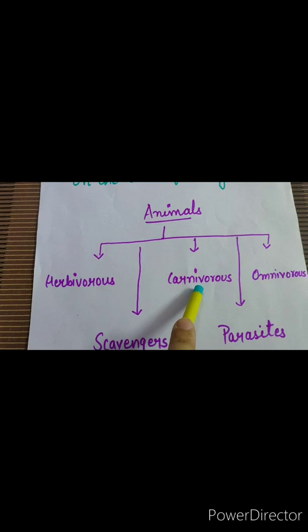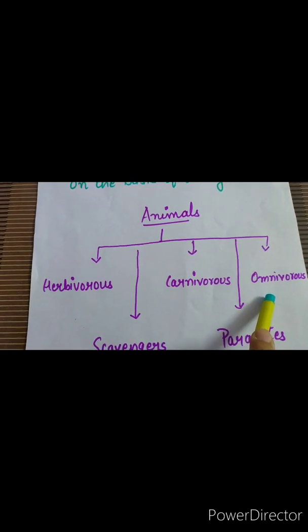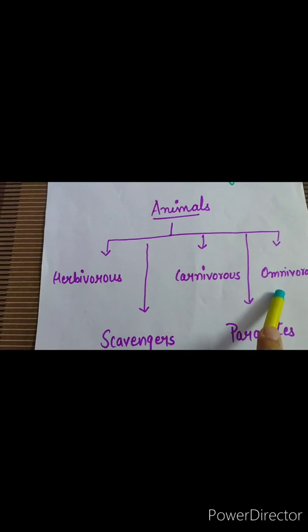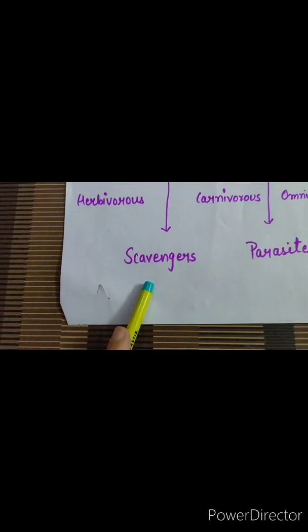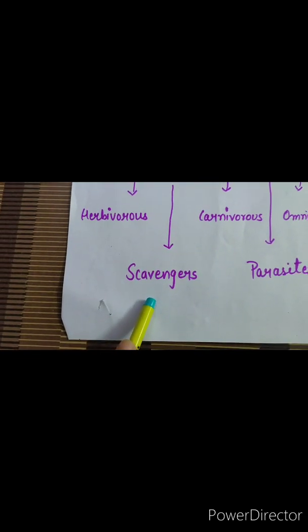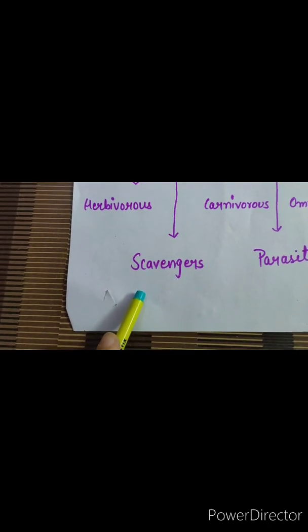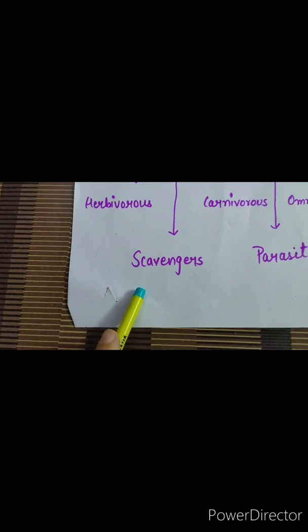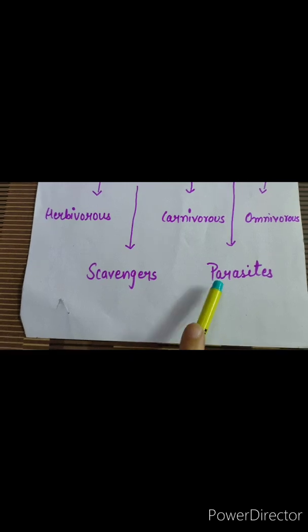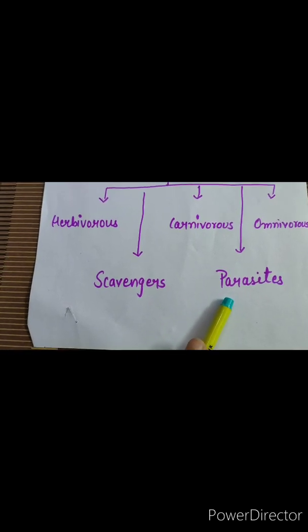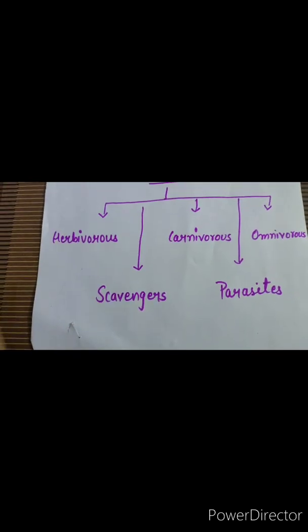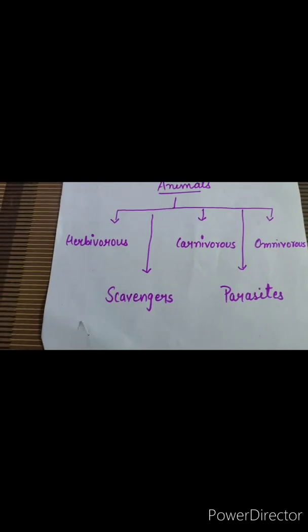Carnivores are flesh eaters, and omnivores can eat both plant and flesh. Scavengers eat the flesh of dead animals. Can you give me one example of scavengers? Please mention it in the comment box. And parasites are those animals who depend on other animals for food and nutrition, right?